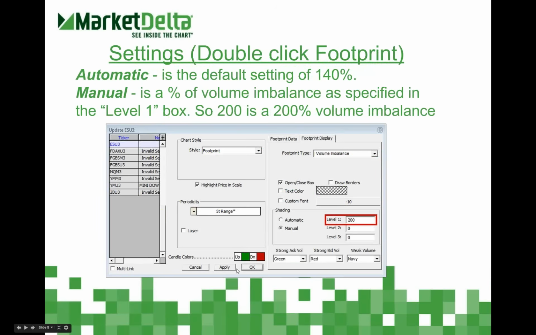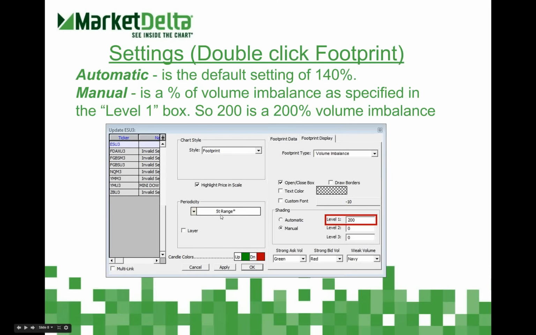Okay, so this will be the last thing before we get into some real examples. We're getting close. So for those of you who have Market Delta, the good thing is this is already in the software if you're running the latest version. And it's simply just another footprint type. You just double click your footprint. It's called volume imbalance. And here's how you set it.